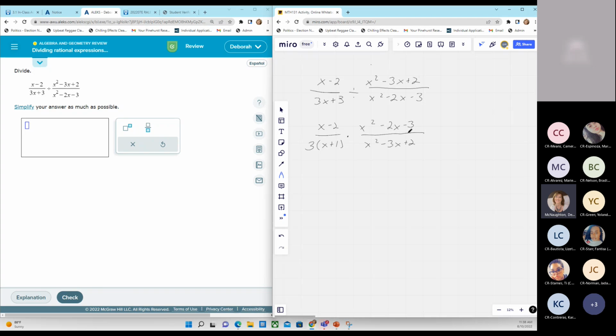And then I need to factor this term. And guys, I do recommend working vertically. It's usually just easier.